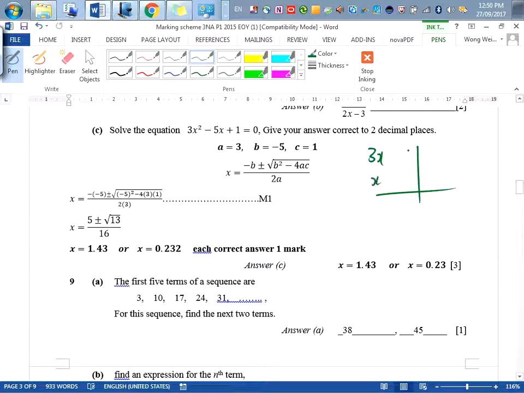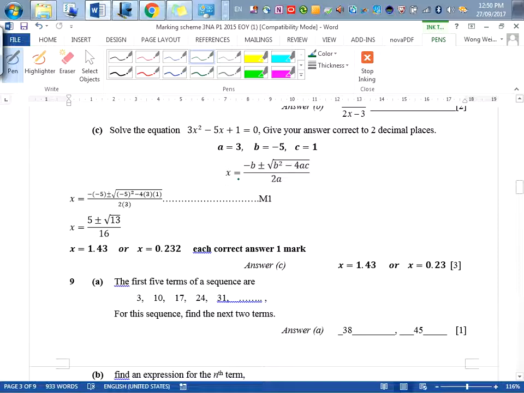3x, x, maybe 1 and 1. You can't factorize it such that you get a negative 5x over here. You try and error over here. Try and try. In fact, this is the only one that you have. No other factors for 3x squared and 1. So we must abandon this, and we use our quadratic formula.